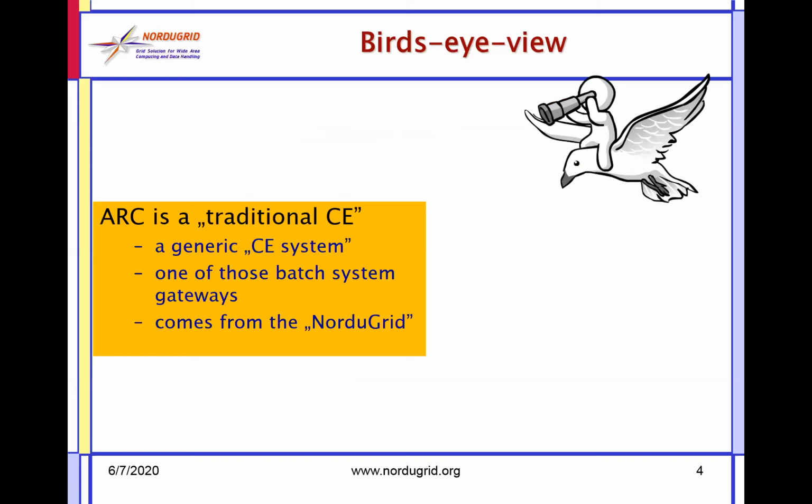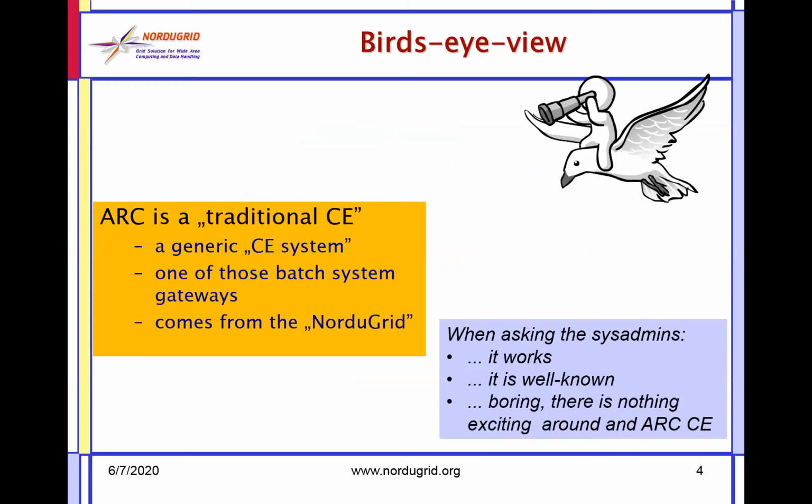What is an ARC6? For those who haven't seen ARC before, we call it a traditional computing element. A computing element is something which sits on top of a cluster, usually managed by a batch system, and it offers you gateway functionality to the computing cluster. ARC is coming from the Nordic collaboration, and it's one of those old traditional classic CEs which are still available. When you ask system administrators what ARC is, they say it's boring, it's well known, it's been around for longer than a decade, and they are right.